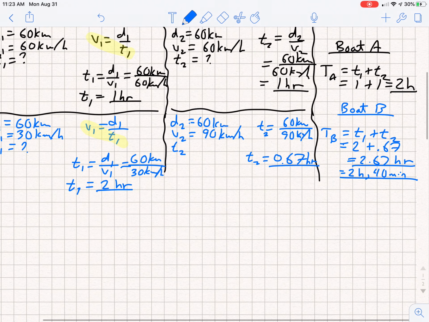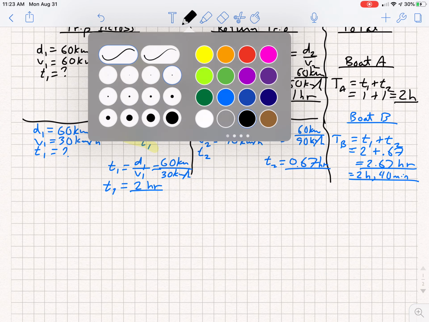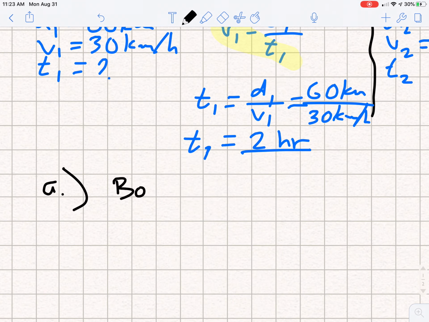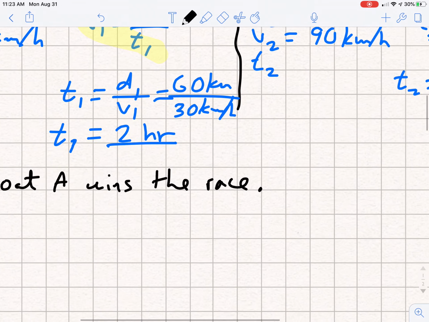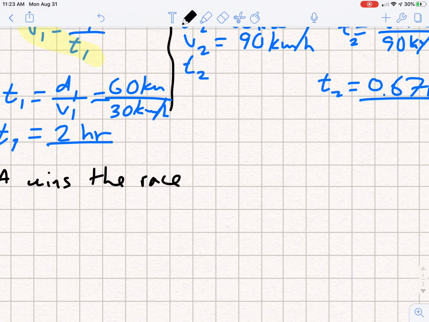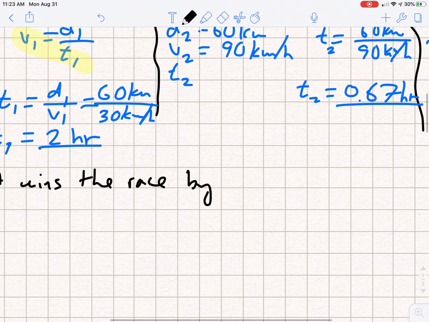Okay, so who wins the race? Well, boat A wins the race because it takes boat A 2 hours to get there, whereas it takes boat B 2 hours and 40 minutes. So boat A wins the race by 40 minutes, 40 minutes faster.